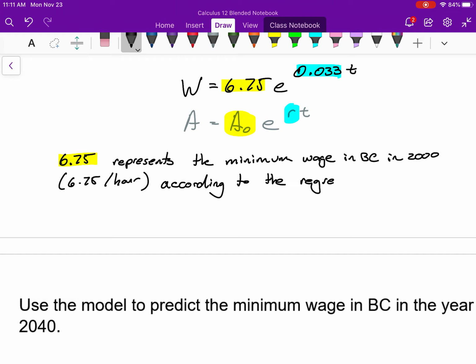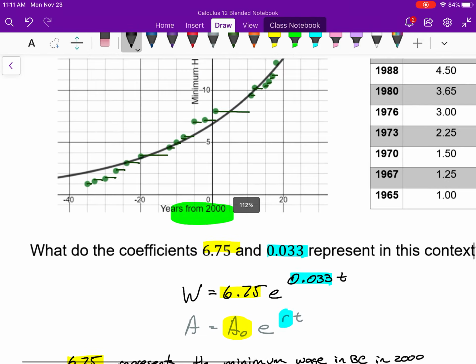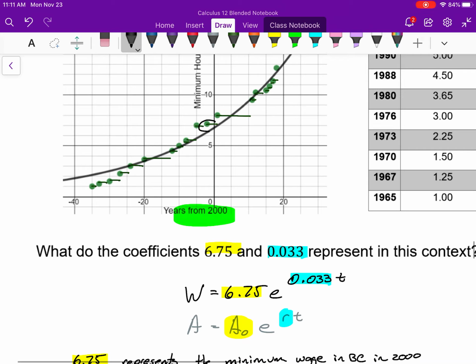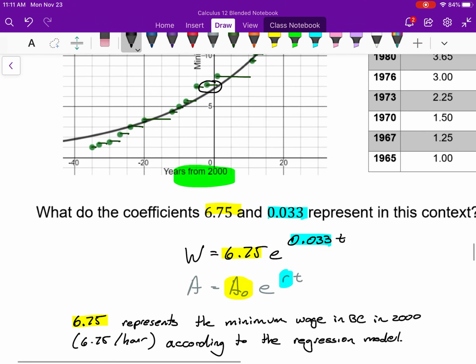Let's say the regression model. Because yes, if we look in the actual data, the year 2000, well, actually, right there, it was probably a little more than $7 an hour. But again, it's just according to the model, right?